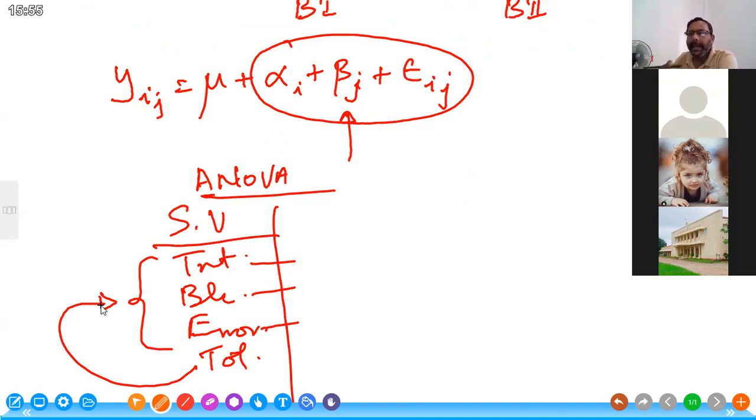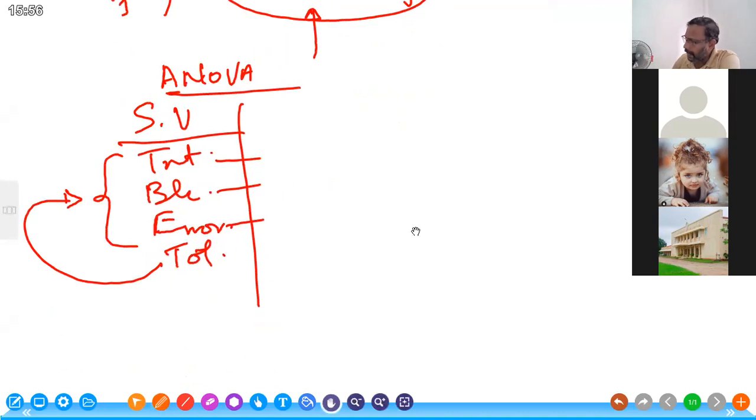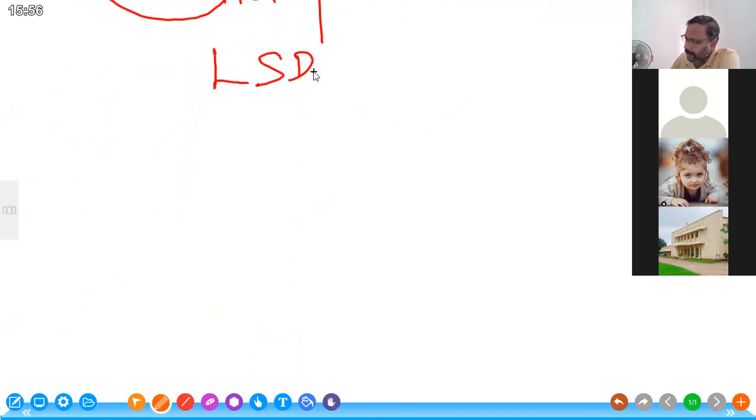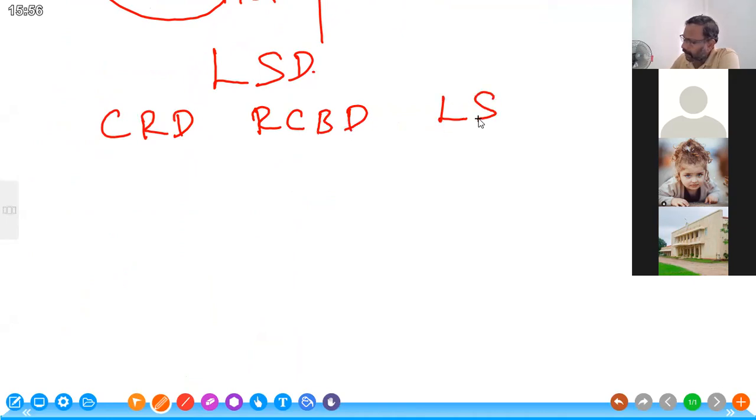So you have done already. I have seen your notes. So you have already done. Right? Then you interpret in such a way. Then the next one, you have learned about Latin square design. So you see, you started with CRD, then RCBD, then Latin square design. So it goes on a hierarchy.